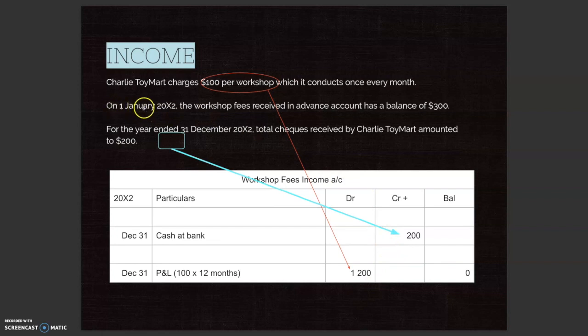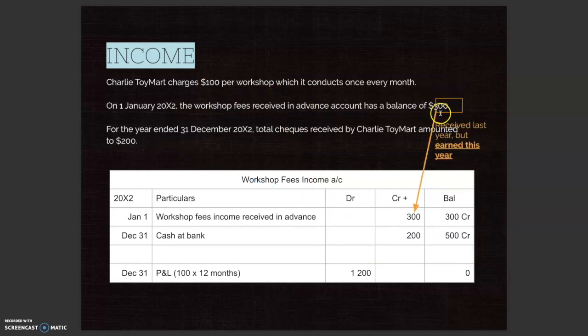We also noticed that on the 1st of January, this could have been brought forward from the previous year. The amount of income that we received in advance had a balance of $300. This $300 was received last year, but no service was performed last year. You received $300 and you will perform the service only in the current year 20x2. Because it is going to be earned this year, we are going to put it on the credit side. So we'll start with an opening entry, putting the $300 in.